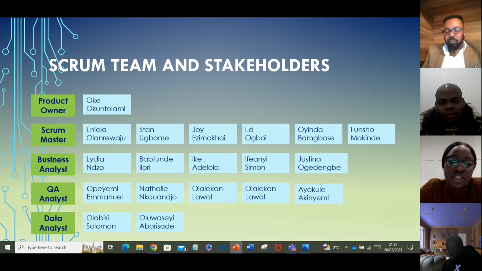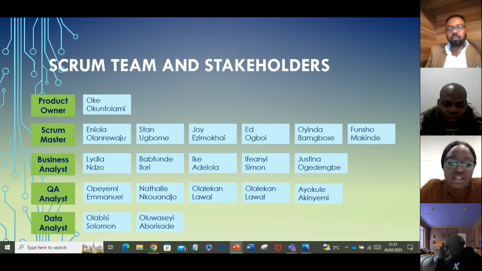Our organization team consists of the SM, which is Eniola Olariwaju, the guild lead, Stan, the assistant, Joy, me, head, Oinda Funsho. Our product owner is Okay. Business analyst, Lydia Babatunde Ike. Can you skip that, please? Let's go on. Thank you. You're welcome. Our task was to create an e-learning website called Prep Major. Our roles and responsibilities.